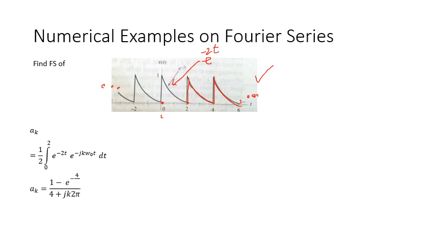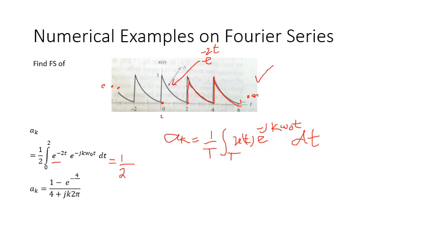2. Okay, so to find the Fourier series coefficient, in general we write the equation as 1 over T, integration over one period, of x of t times e power minus j k omega naught t dt. By replacing the value of x of t, which is e power minus 2t, I write it like this. Because both are multiplied and the bases are the same, the powers will be added, so this can be written as follows, and the period is 2, so I write 2 here and integrate from 0 up to 2.